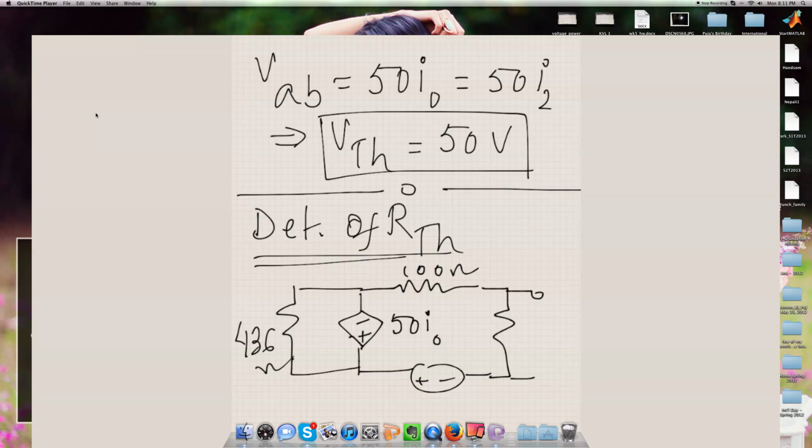Now, as I said, we will short circuit this open end, and this current is what we call the short circuit current, which is also the Norton current. Norton, following Professor Norton here.